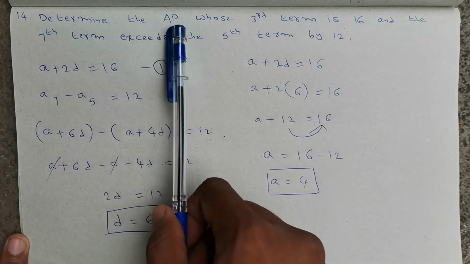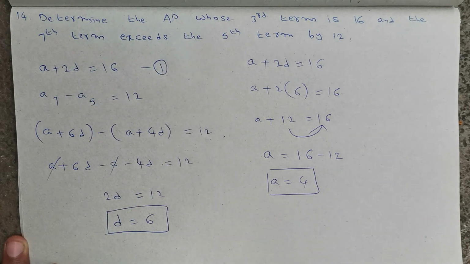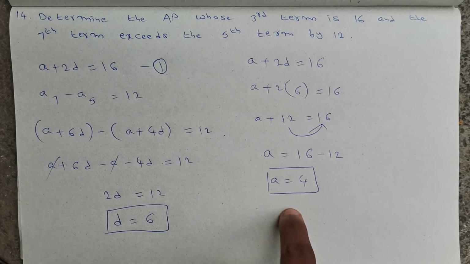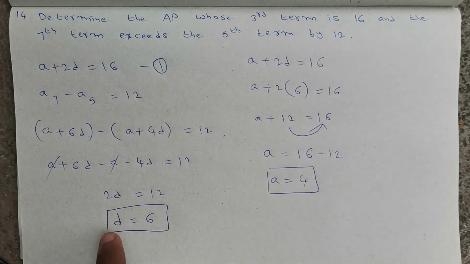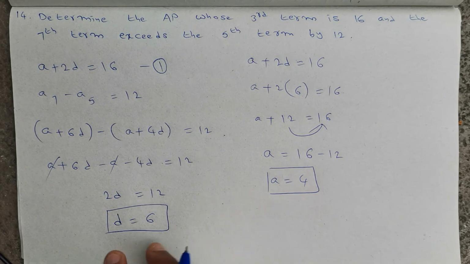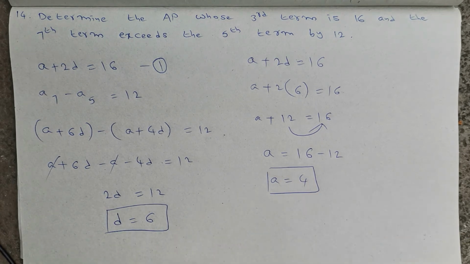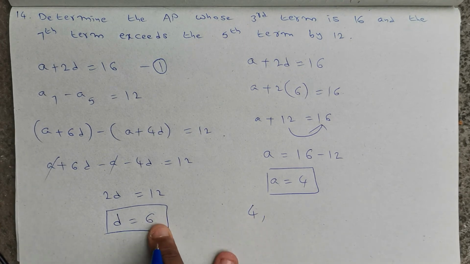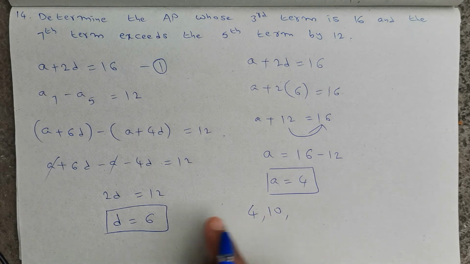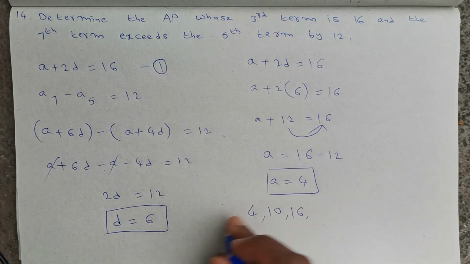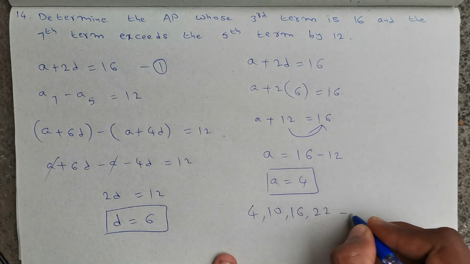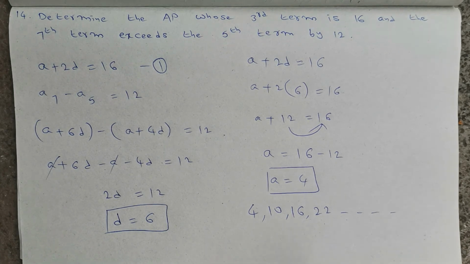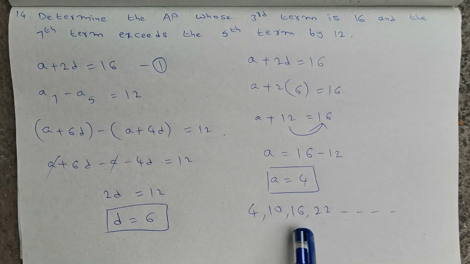And he is asking to determine the AP. So the first term is there with us and the common difference also. By using this first term and common difference, we need to create the progression now. First term is 4 as it is. Now for the next terms keep on adding the difference. 4 plus 6, 10, 10 plus 6, 16, 16 plus 6, 22 and so on. So the arithmetic progression is 4, 10, 16, 22 and so on.